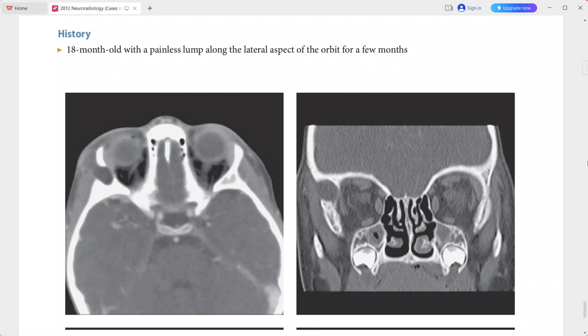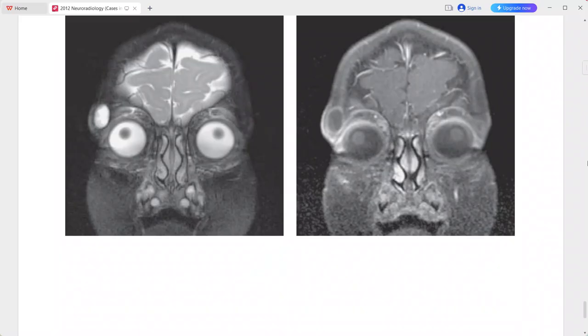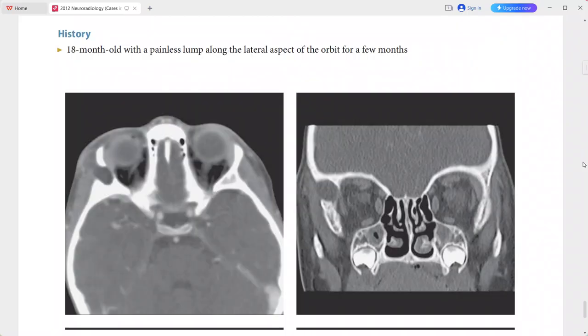One patient presents with a lump on the lateral aspect of the orbit for a few months. These are the images. On the CT scan, there is a well-circumscribed, slightly low attenuation mass along the lateral orbit, causing smooth remodeling and scalloping of the adjacent orbital wall.